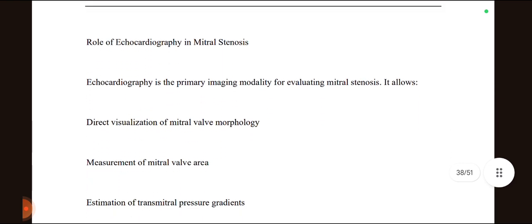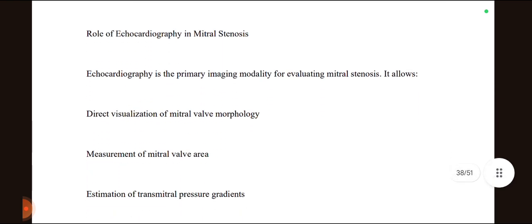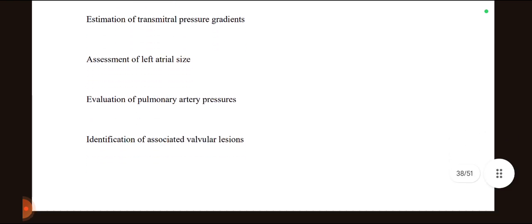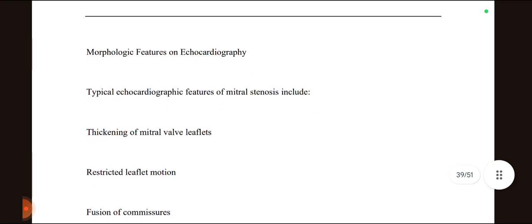So, role of echocardiography क्या है in mitral stenosis? Echocardiography is the primary imaging modality for evaluating mitral stenosis. It allows a direct visualization of mitral valve morphology and a measurement of mitral valve area. This allows estimation of transmitral pressure gradients also. Okay, now it also allows the assessment of left atrial की size and evaluation of pulmonary artery pressures. It allows identification of associated valvular lesions.